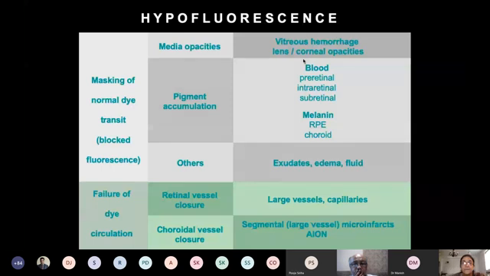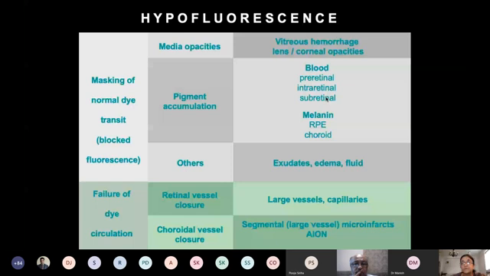Then you have the pigment accumulation, or you have the accumulation of blood. The blood could be in the pre-retinal zone, or it could be intraretinal or subretinal. So with blood at any level, you will get a hypofluorescence, and this is primarily because of the blockage of the underlying choroidal fluorescence, which you are not able to see.